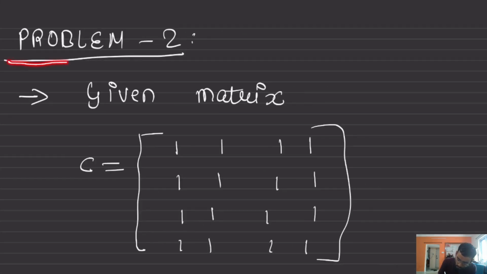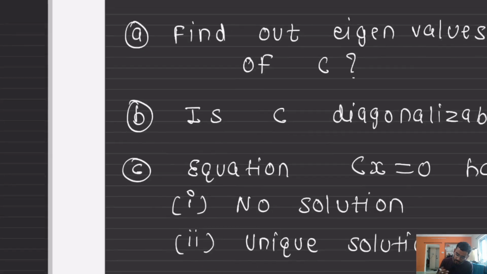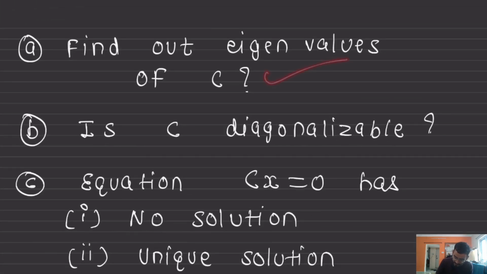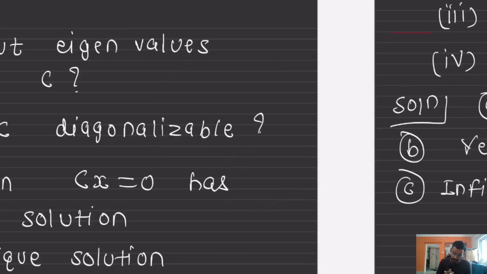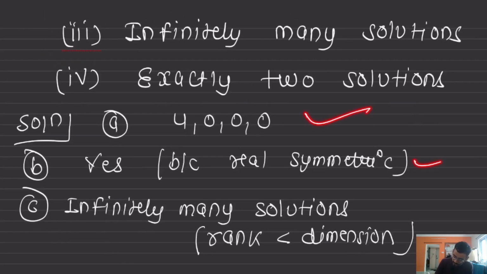This is problem number 2, which you can solve by yourself. This given matrix is also a 4 cross 4 matrix. You have to find out the eigenvalues of C, whether C is diagonalizable, and how many solutions Cx equal to 0 has. And I have given the answers, which you can check from here.